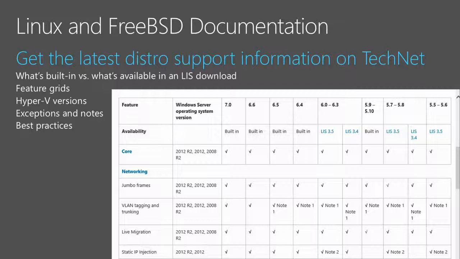This is a slightly old screenshot, but these give you the feature grids, and we can run down the individual capabilities that you get, and you see check marks in some of the boxes, you see some notes in some of the boxes. This documentation is in the process of getting updated to have LIS 4.0 in there now as well. So 4.0 is out. This documentation page probably won't get updated until next week, but we'll have that information there. So this is the place to go for all the information about running Linux on Hyper-V.